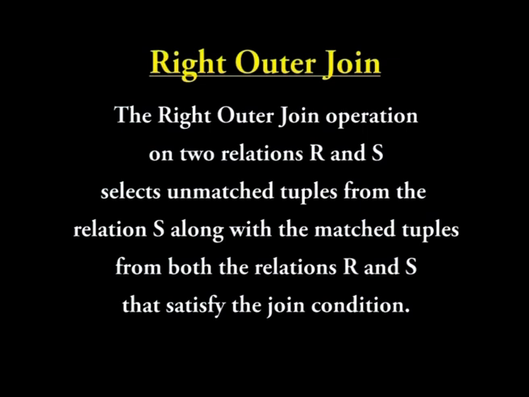Next outer join is right outer join. The right outer join operation of two relations R and S selects unmatched tuples from the relation S along with the matched tuples from both the relations R and S that satisfies the join condition. Here missing values in the relation R are set to null.